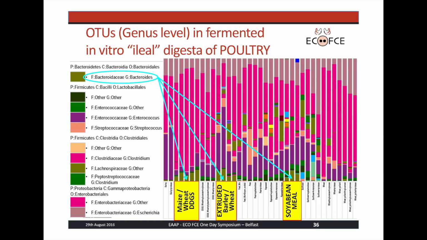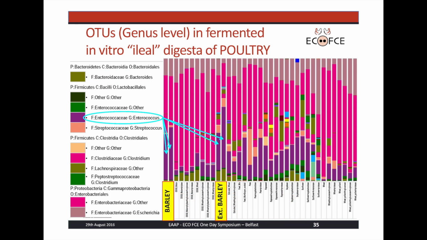And if we go to the genus level, here we can see that's for poultry again. We observe the same as before. We saw the Bacteroides for these groups, for the DDGS, extruded cereals, and soybean meal. We saw these are the barley treatments, both raw barley and extruded in this case, and we saw also that the Enterococcus increase, which is quite consistent with the pig results. So barley seems to encourage Enterococcus somehow.